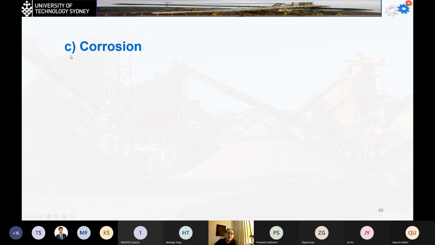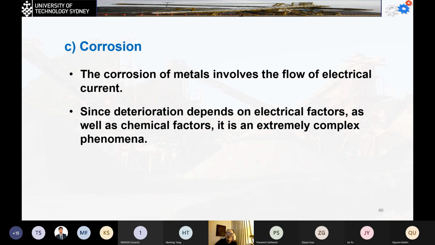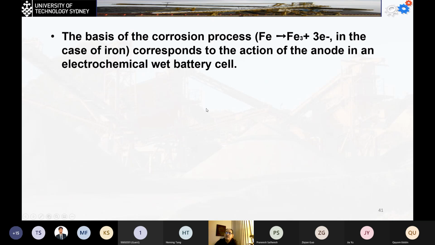Now, the other effect is going to be the corrosion, and this one is going to be unlike the abrasiveness and the erosion. The corrosion is a chemical reaction. The corrosion of the metals involves the flow of the electrical current. Since the deterioration depends on the electrical factors as well as chemical factors, it's going to be an extremely complex phenomenon. The basis of the corrosion processes is that one electron is going to be missed from the iron, Fe, and that's actually the Fe3, which is what we call the rust.